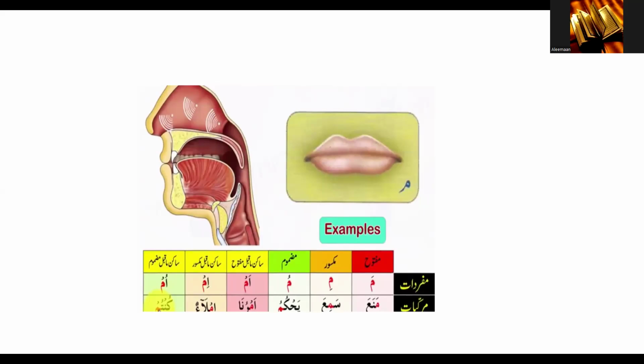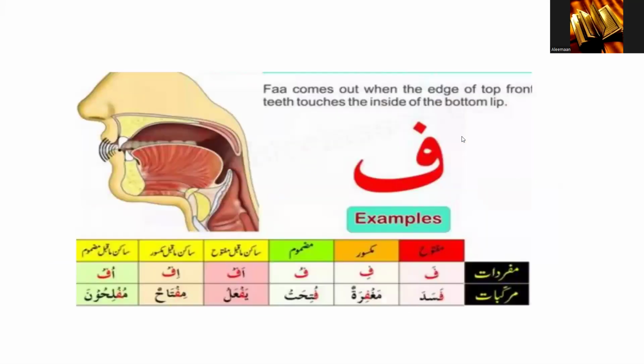Meem and ba both come when both lips come together, but there is a little difference here. Meem is when the dry parts of the lips come together, and ba is when the wet parts of the lips come together. This is the only differentiation. Next is wow.